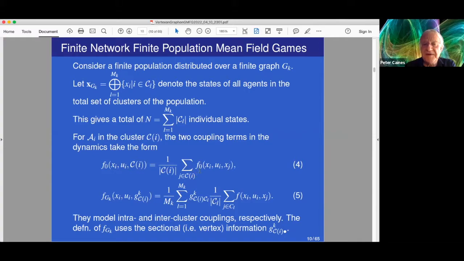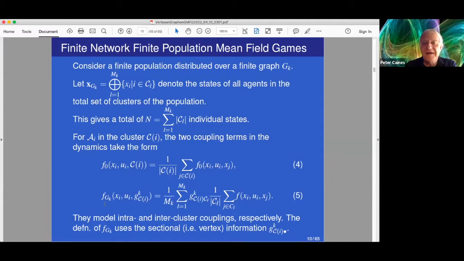So we're looking at the cluster associated with the ith agent, and j is the index of all the other agents in the same cluster. This is going to be the dynamical drift influence term that we're familiar with, normalized by the population in the cluster of the ith agent.